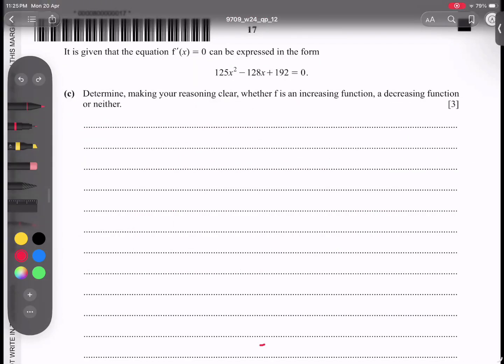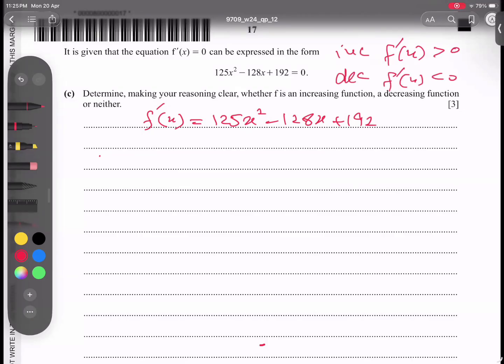So what is the method to solve it? I have f dash of x equal to 125x squared minus 128x plus 192. What is the best way to do it? There are two ways: completing the square and the discriminant method. I'll go for the discriminant method now because of the very big numbers. Both ways are correct. If you know very well, if f dash of x is positive, it is called an increasing function. If f dash of x is less than zero, it is called decreasing.